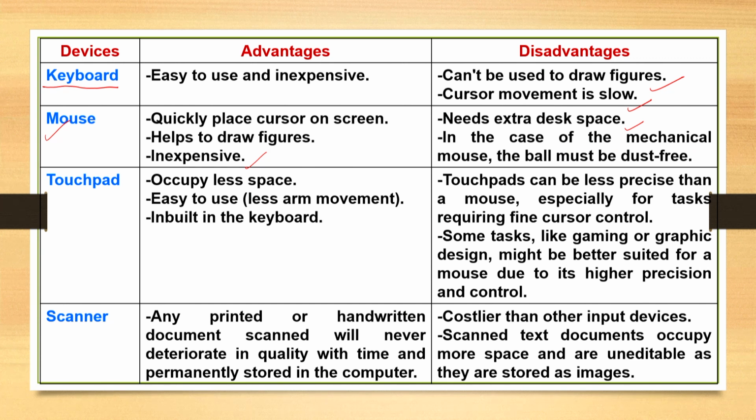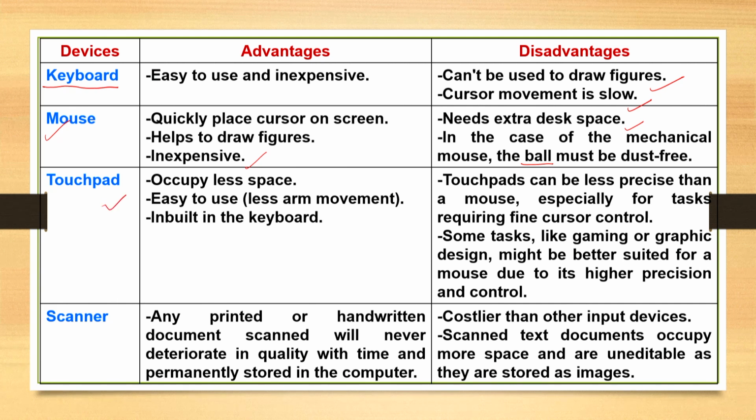In the case of a mechanical mouse, they use a ball that needs to be dust free. During our study days, we have used this. So, if it is not clean, then the cursor is not moved properly. So, it has to be clean. Nowadays, we have the optical mouse which does not have this type of problem.